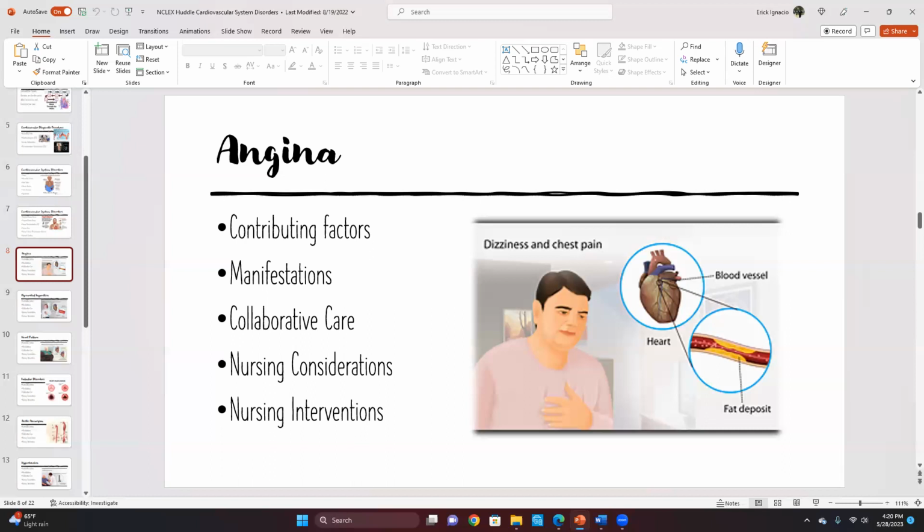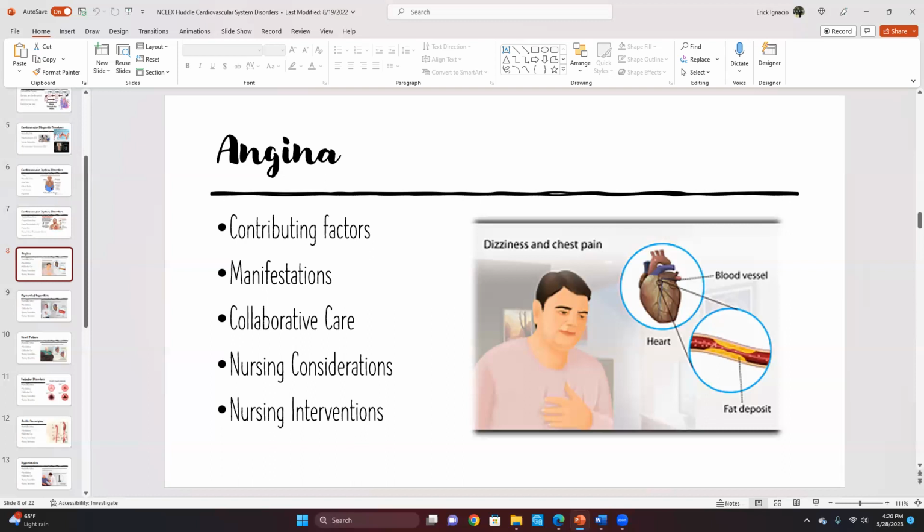Another diagnostic procedure when we think of angina is echocardiogram, cardiac enzymes, and biomarkers. And so those diagnostic procedures are going to be pretty much the same for all of our cardiovascular issues. So just keep those in mind.